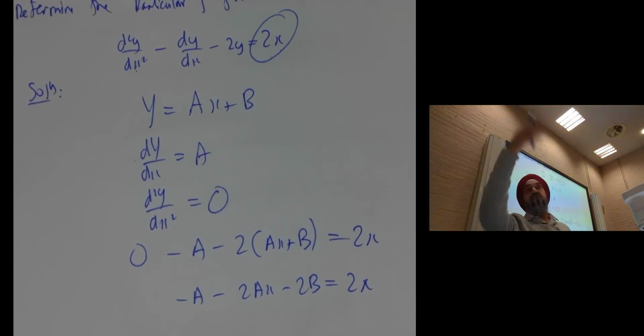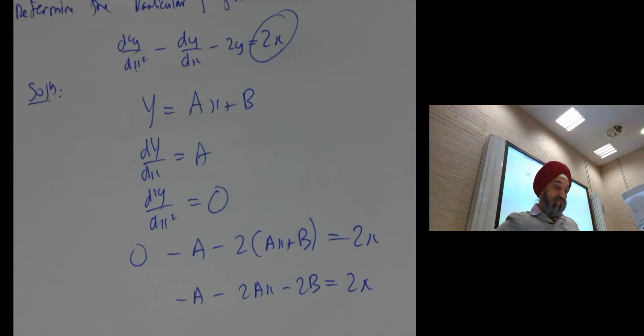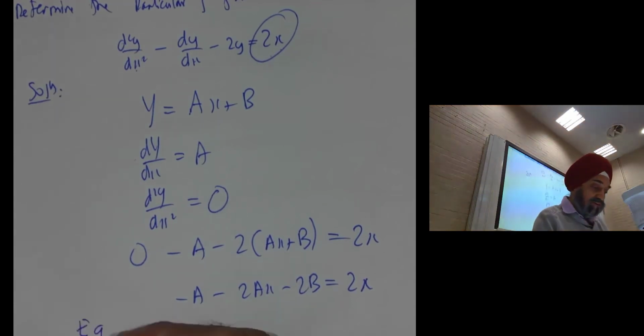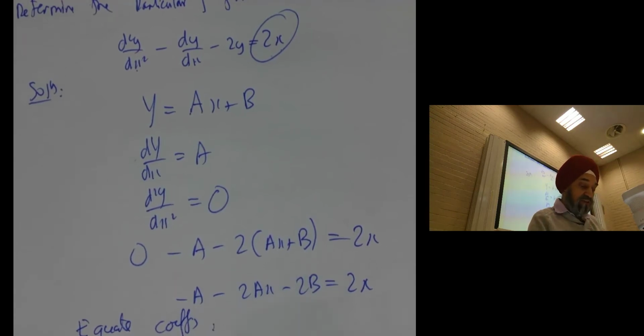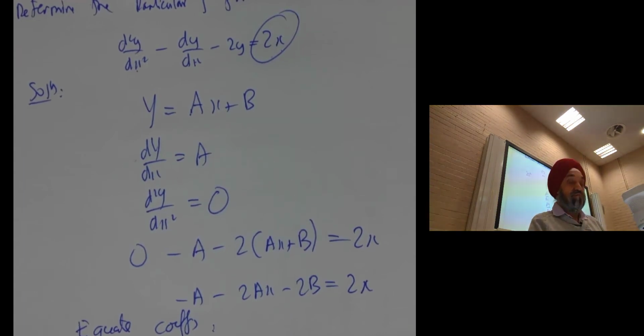You can put the 2ax onto the other side by... no, that wouldn't help you. Yes, equate coefficients, exactly. Equate coefficients. How many x's are there on the left? Minus 2a. How many x's on the right? 2. So a is equal to what? Minus 1. A is equal to minus 1.